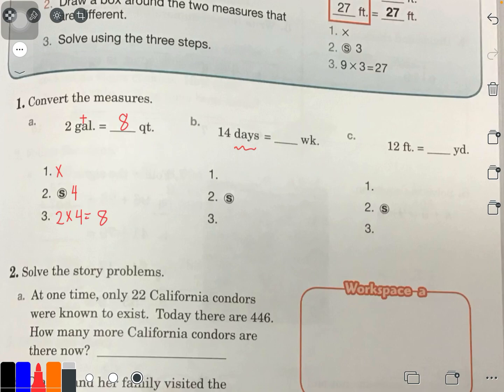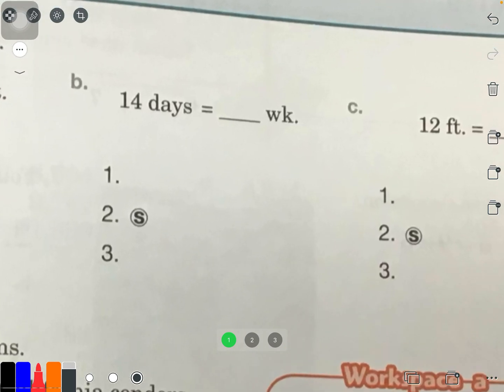Now we're going to look at B. So for B, I'm going to ask myself the same question. Who's bigger, days or weeks? Notice again, I ignored the number here. Well, I hope you remember that a week is bigger than a day. So that means I'm going to go from small, because the day is small, to big. If I'm going from small to big, I hope you're doing that exercise with your arms. Small to big, you divide.